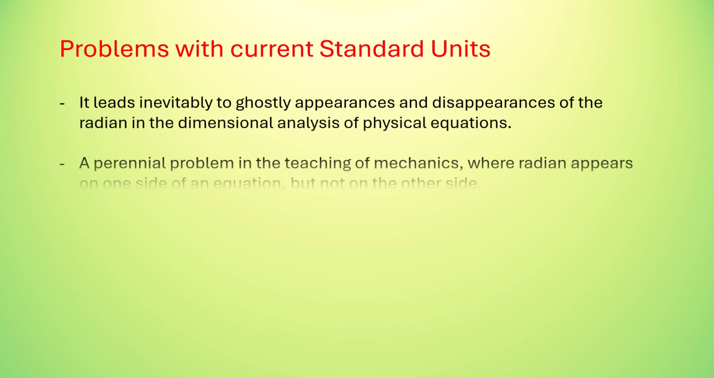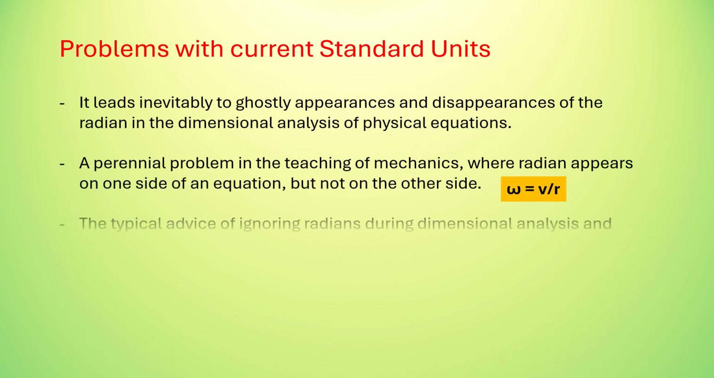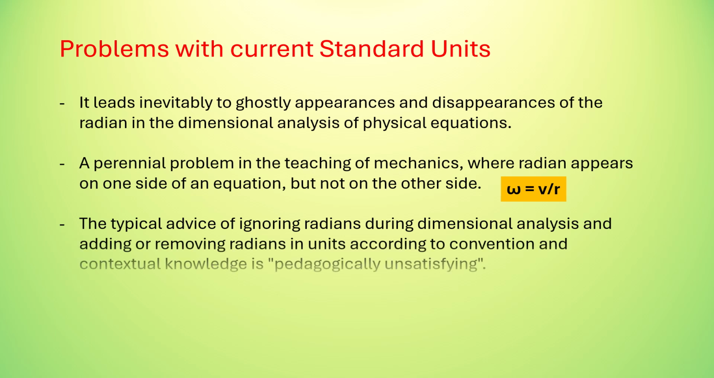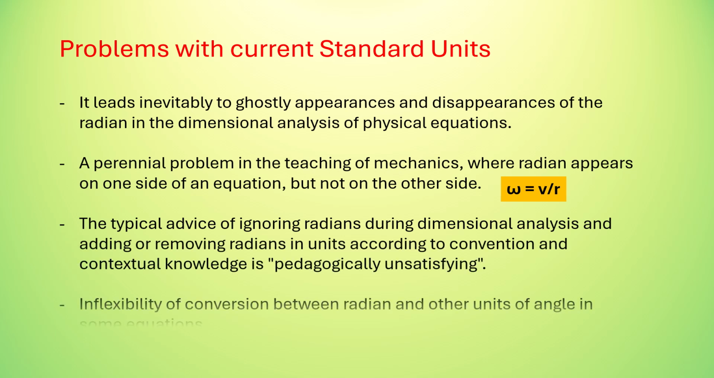A perennial problem in the teaching of mechanics, where radian appears on one side of an equation, but not on the other side. The typical advice of ignoring radians during dimensional analysis and adding or removing radians in units according to convention and contextual knowledge is pedagogically unsatisfying. Inflexibility of conversion between radian and other units of angle in some equations, which will be explained further later.